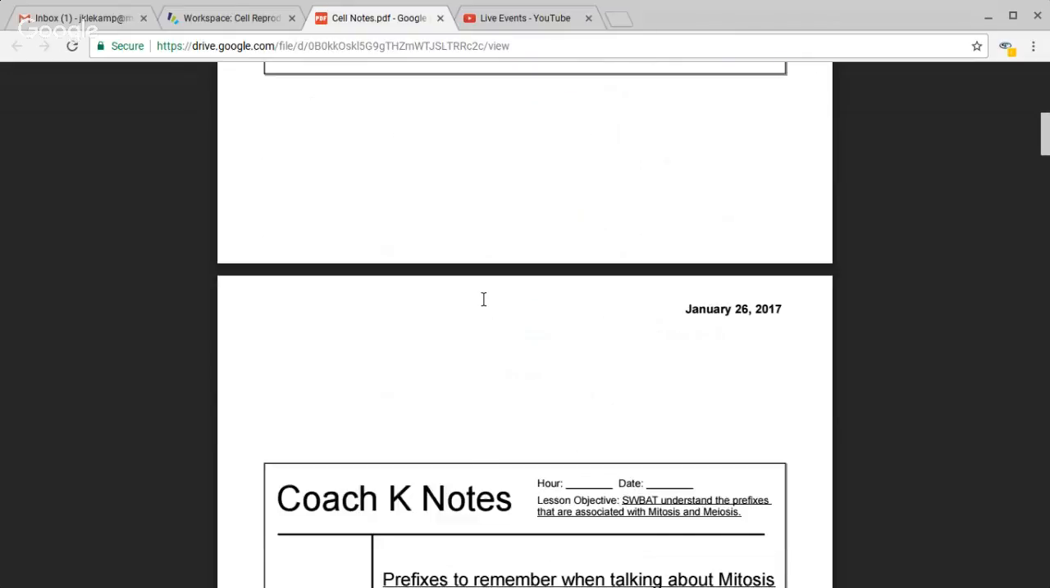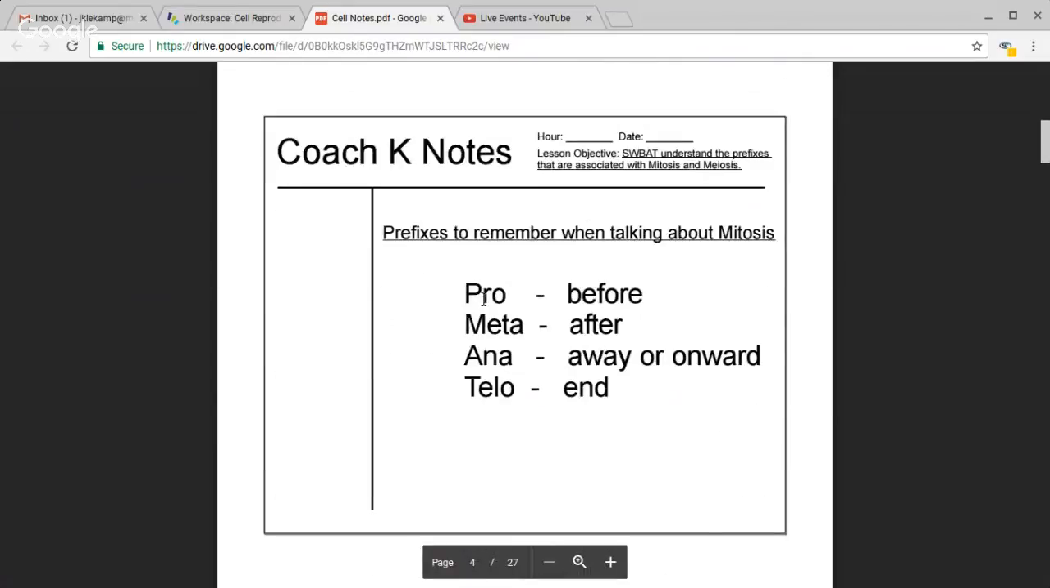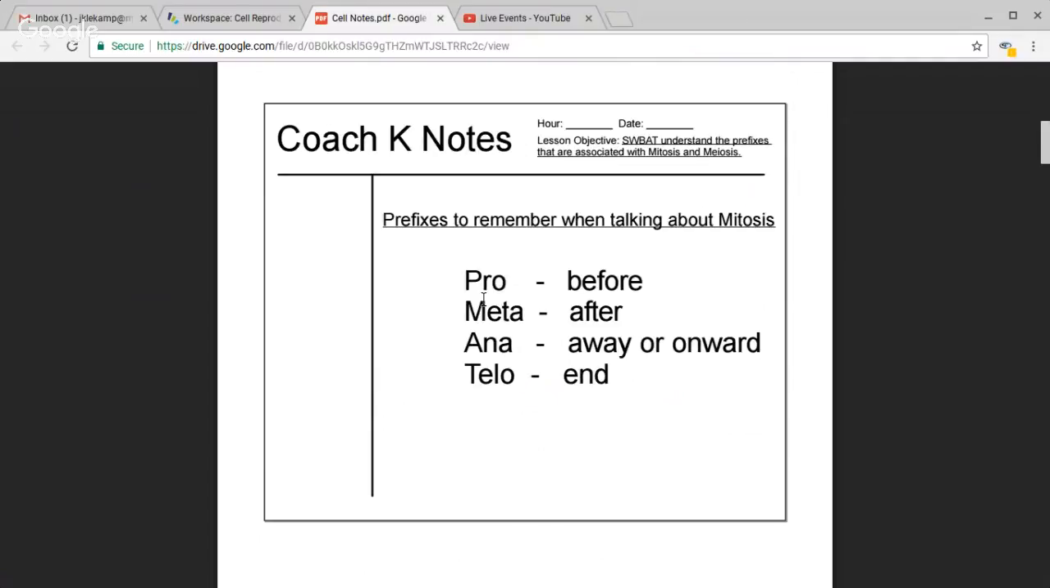When we talk about mitosis, all right, we have some prefixes here. And these prefixes are very important to remember. And then you might want to add some stuff here in notes or in a PDF creator. But pro means before, and that's really our starting point. Meta means after, or I like to use meta as middle. Ana is away or onward, and telo is end.